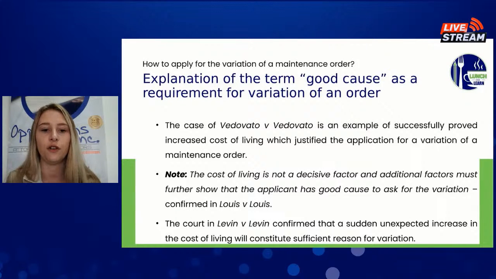So in the case of Vidovatu versus Vidovatu, this is an example of a successfully proved increased cost of living, which justified the application for variation of a maintenance order. So always remember, this is not a decisive factor. None of them are decisive factors. They are just collectively considered to determine whether a variation is warranted in a particular case, because as we've said, each case is assessed on its own facts. So these factors just show that the applicant has good cause to ask for the variation.